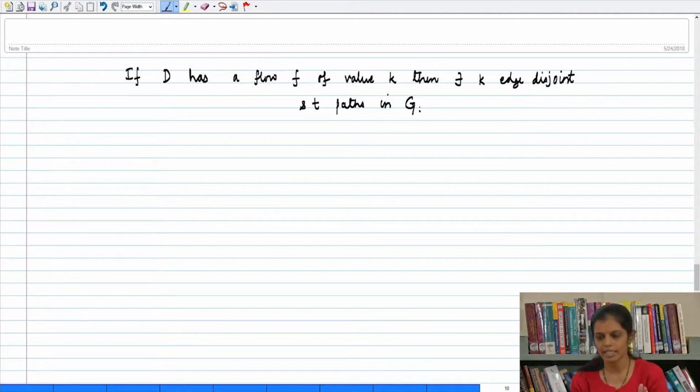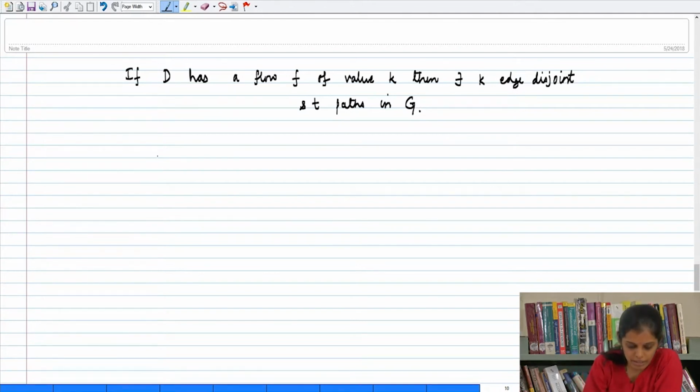And it cannot be anything other than that because of the capacities. So where do you expect the edge disjoint paths to reside? So what you are claiming is you just blindly take all the edges that have flow 1 and you will claim that they form k edge disjoint paths. This is your claim.